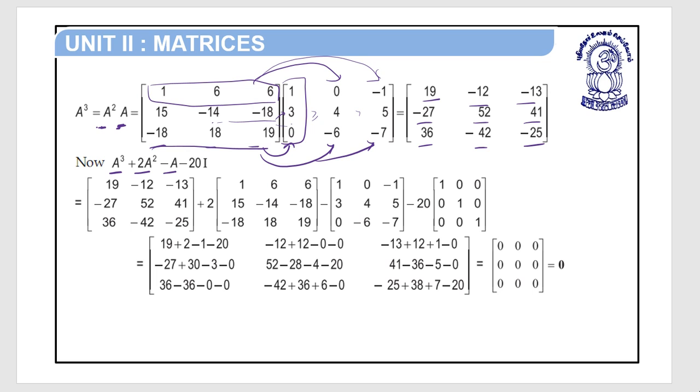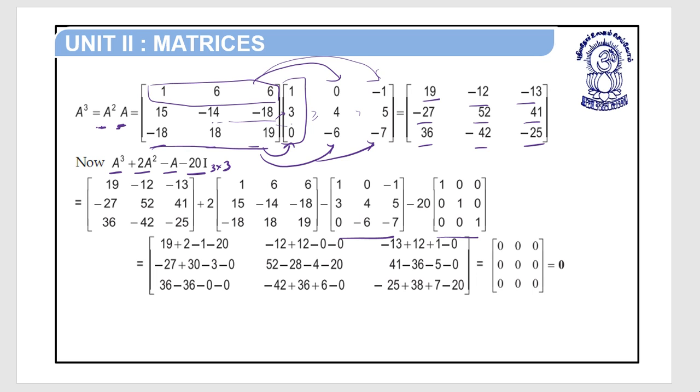A cube plus 2A square minus A minus 20I. I is the identity matrix, so 1 0 0, 0 1 0, 0 0 1, because this is a form of a 3 by 3 matrix. Put all the values: A cube matrix plus 2 into A square matrix minus A matrix minus 20I, the identity matrix.